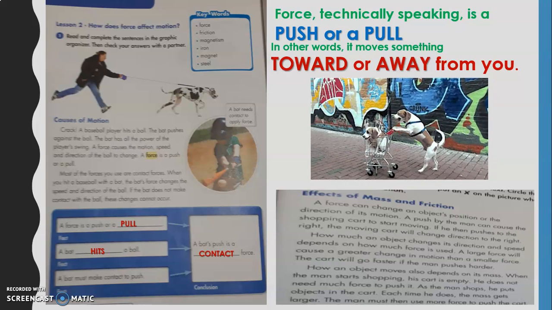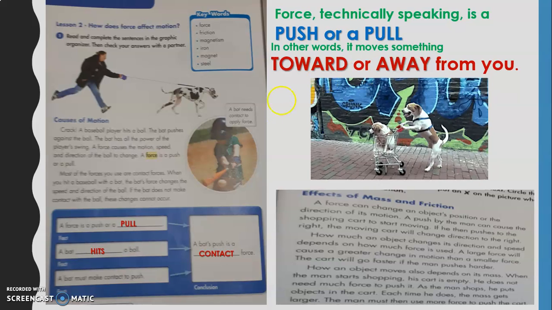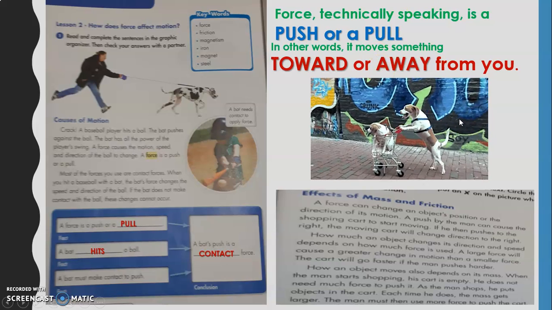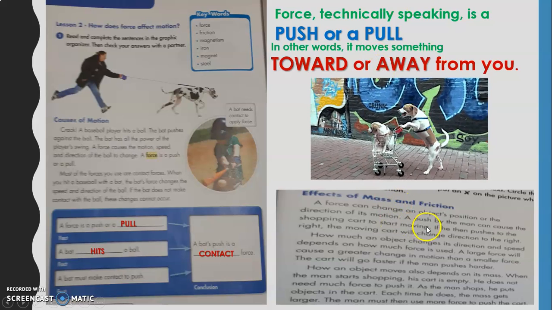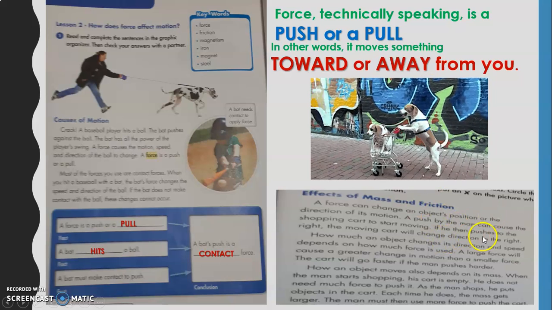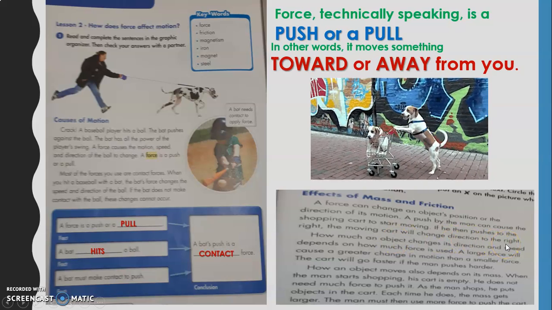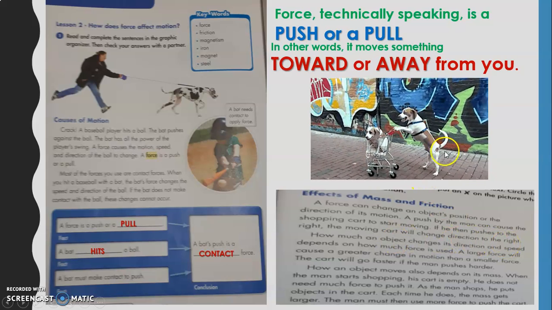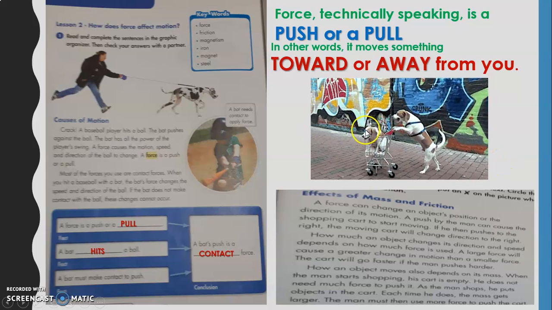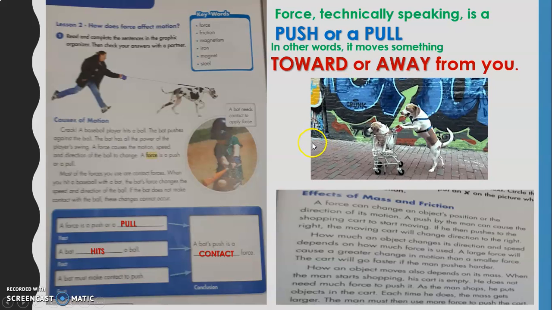So, effects of mass and friction. A force can change an object's position or the direction of its motion. A push by the man can cause the shopping cart to start moving. In this case, it's not a man, but another doggo. If he then pushes to the right, the moving cart will change direction to the right. He's going all the way up, that is to say, straight, in a linear position. But if the dog turned around, he would go either to the left or to the right, okay?